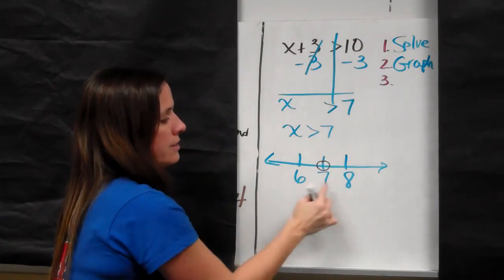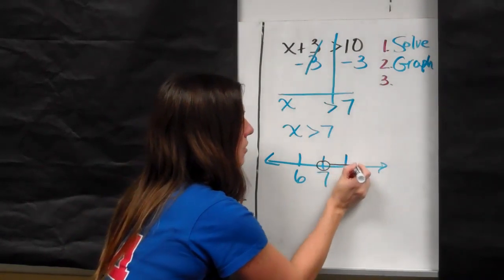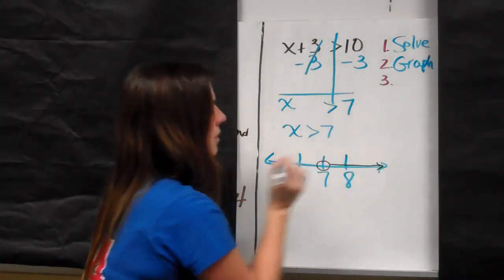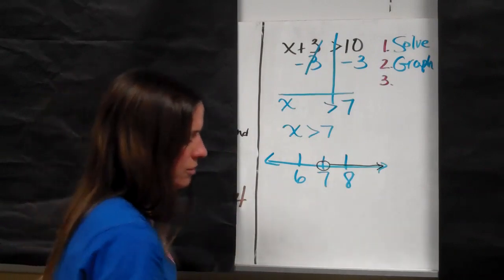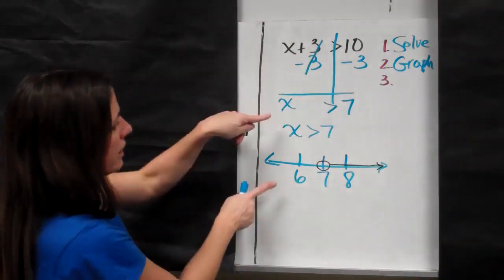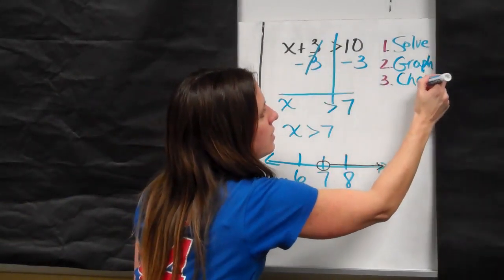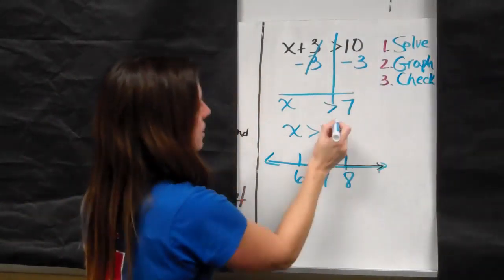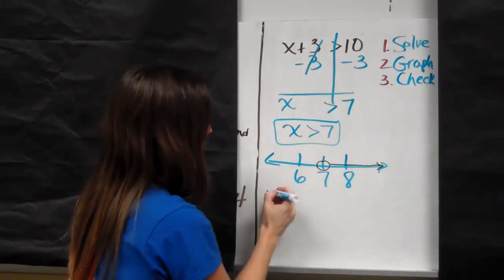And then x is greater than 7. Which of these is greater than 7, 6 or 8? It's 8. So you're going to draw your line going towards the 8 and beyond. This would encompass our solution set. But now we're going to do one more step to make sure that these 2 things are correct. And we're going to check. Yes, we're still going to do the check. Okay, so we have our solution set, we have our graph, and now we're going to check.